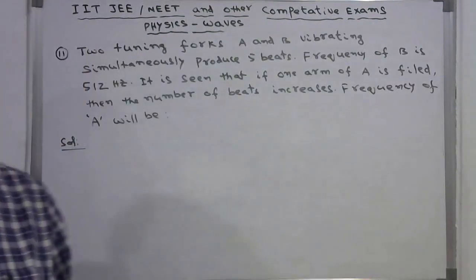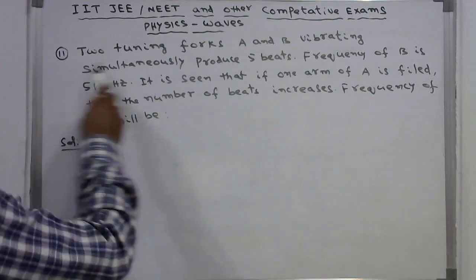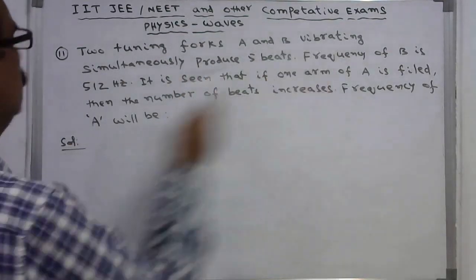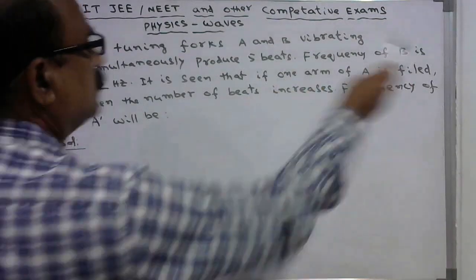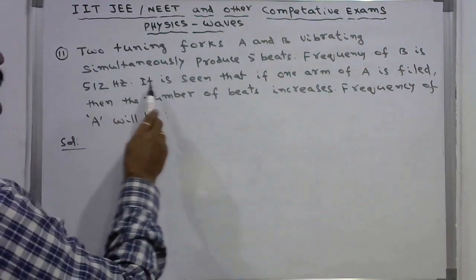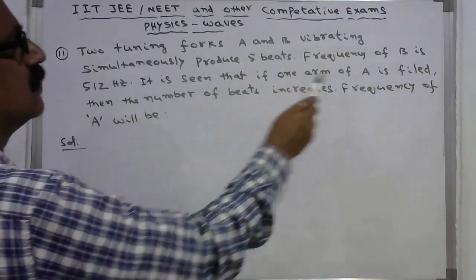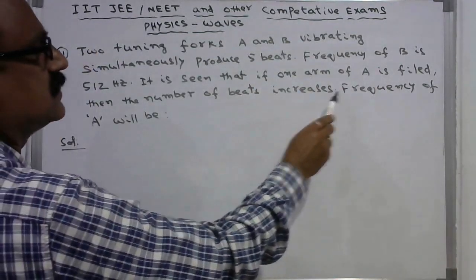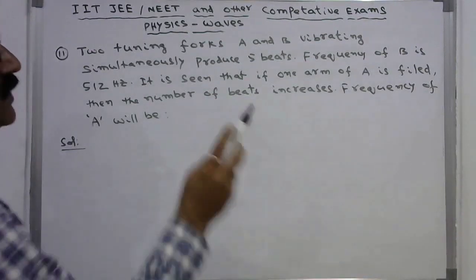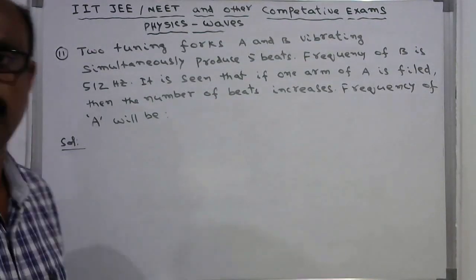Now let us see this problem. 2 tuning forks A and B vibrating simultaneously produce 5 beats. Frequency of B is 512 Hz. It is seen that if one arm of A is filed, then the number of beats increases. Frequency of A will be. So this is a problem given.